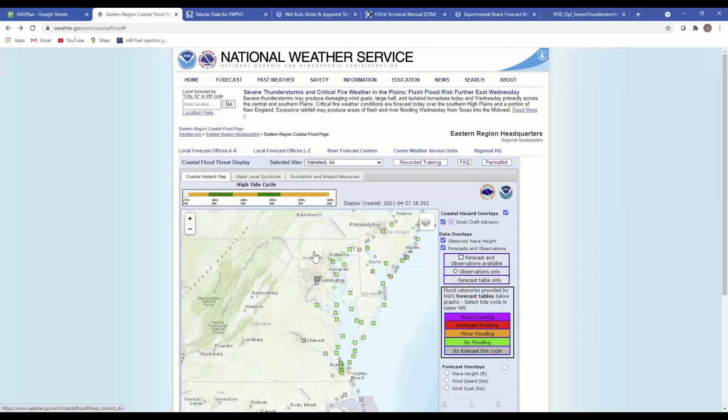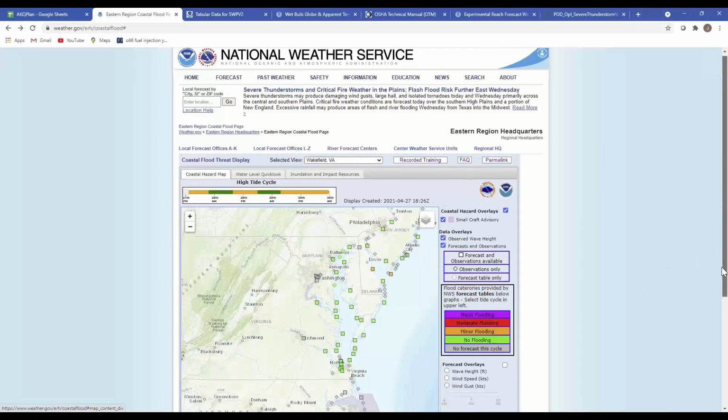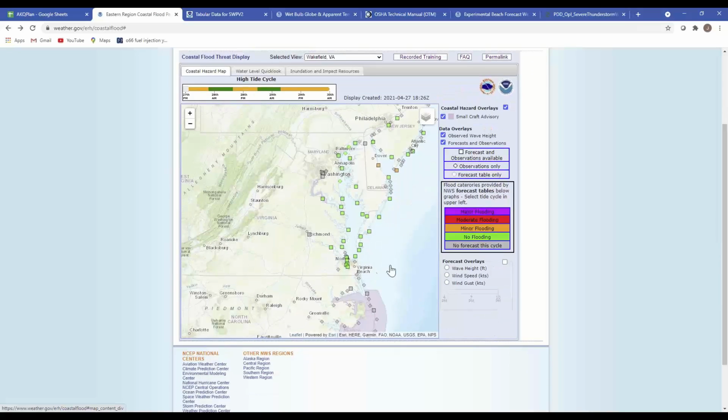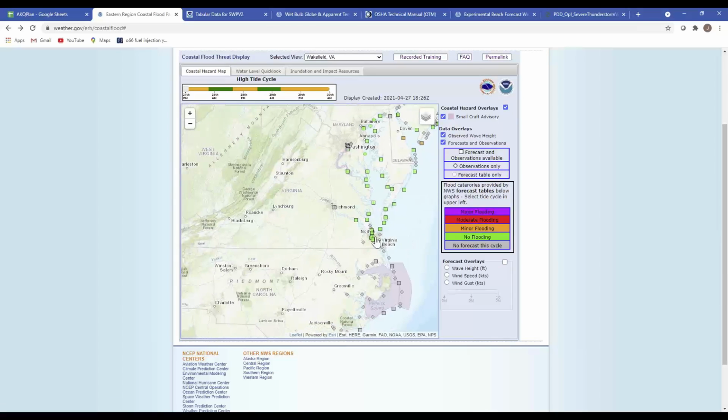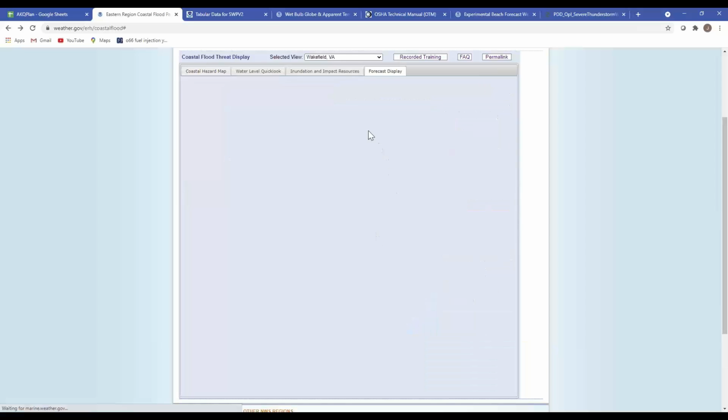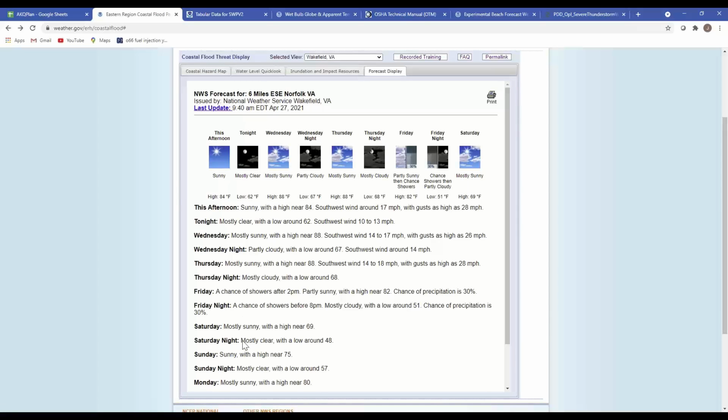The last thing I'll show you is back on the coastal hazard map. When you're navigating this and moving around, if you click on a point, let's say I click on the map somewhere down here near Norfolk, notice how it opens up a forecast tab. So we also tried to make it so that if you're interacting with the map and you quickly want to get the forecast for a certain location, you can get that as well.